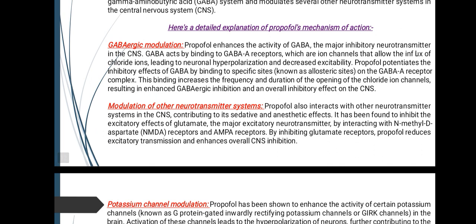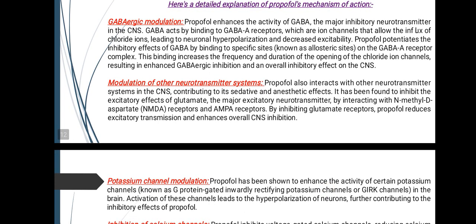Modulation of other neurotransmitter systems. Propofol also interacts with other neurotransmitter systems in the central nervous system, contributing to its sedative and anesthetic effect. It has been found to inhibit the excitatory effect of glutamate, the major excitatory neurotransmitter, by interacting with the N-methyl-D-aspartate receptor and the AMPA receptor. By inhibiting glutamate receptors, propofol reduces excitatory transmission and enhances overall central nervous system inhibition.